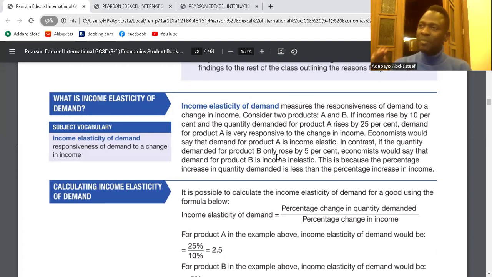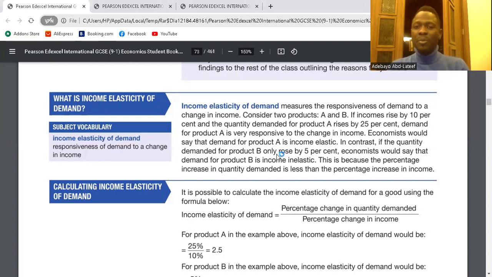As soon as the level of income of a household or a consumer changes, that consumer in question would have to adjust his or her spending, because spending is consumption and consumption is demand. You get it? So they said, consider two products A and B. If income rises by 10% and quantity demanded for product A rises by 25%, demand for product A is very responsive to the change in income. Economists will say that the demand for product A is income elastic.